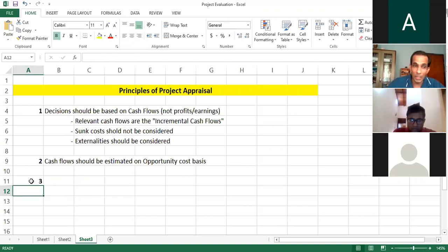Then the other point we already discussed: when the company estimates cash flows to evaluate the project, which cash flows should we use? We should use the cash flows before tax or after tax?